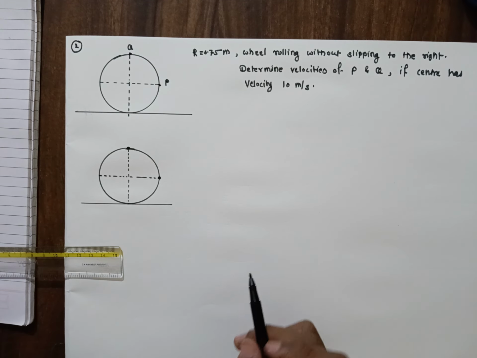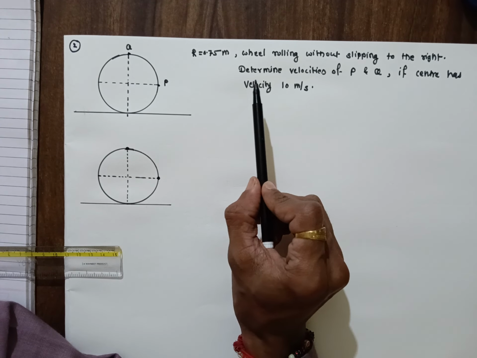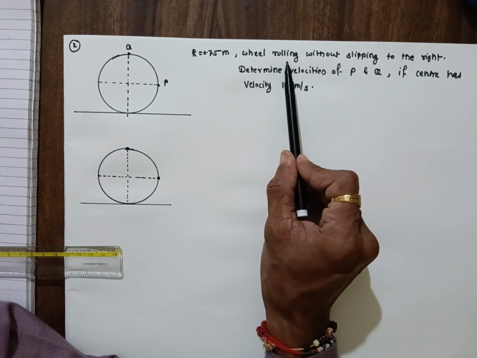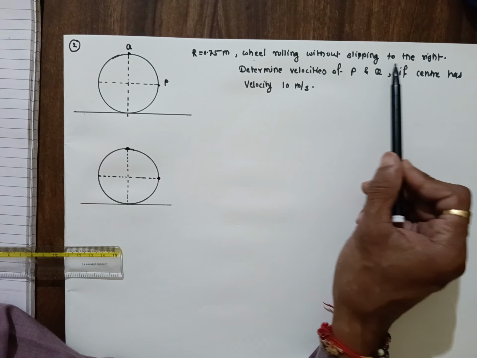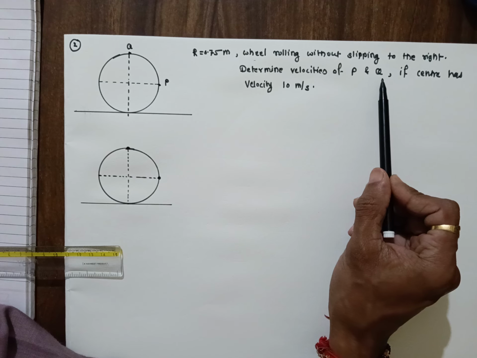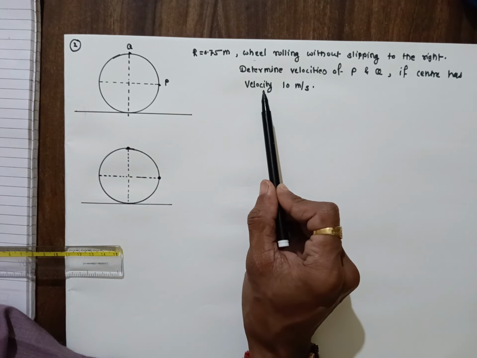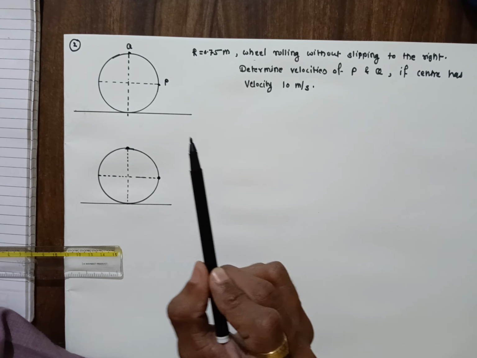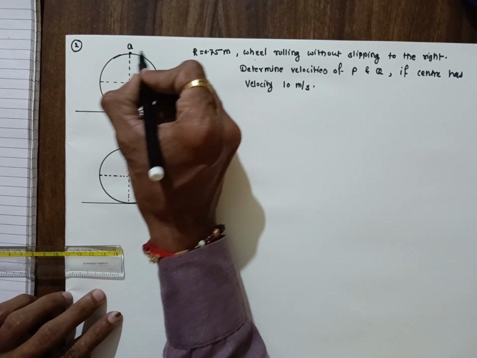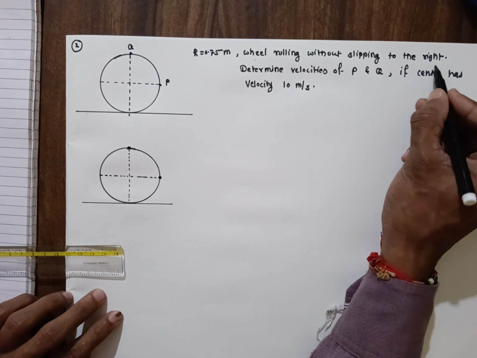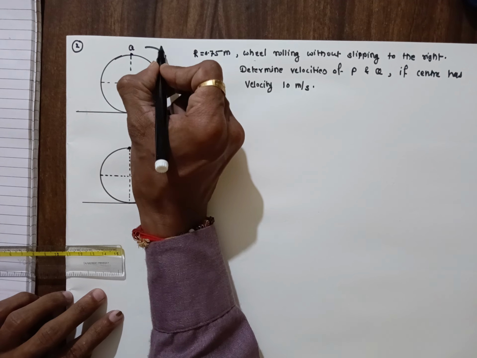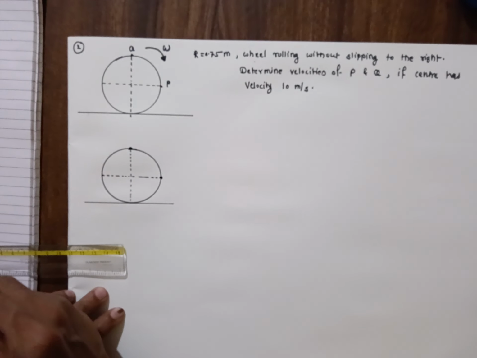Now refer to this second problem. In this problem, a wheel having the radius 0.75 meter is rolling without slipping to the right. Determine the velocities of the points P and Q if the center has a velocity 10 meter per second. So here the velocity direction is given. The wheel is rolling in the clockwise direction, meaning towards the right. It will have some angular velocity omega.